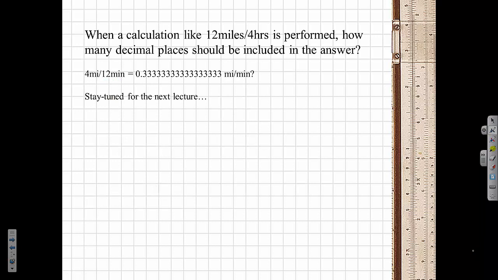Next, this question here is messed up. I have the numbers reversed. It should be 4 miles in 12 minutes. 4 miles divided by 12 minutes, that's 1/3, so we get 0.333333 repeating. How many of these 3's do we need? That's the next lecture entitled Sig Figs. What's a sig fig? It stands for significant figures or significant digits, and that will be the next recorded lecture.